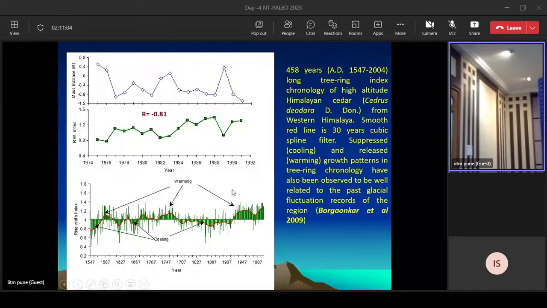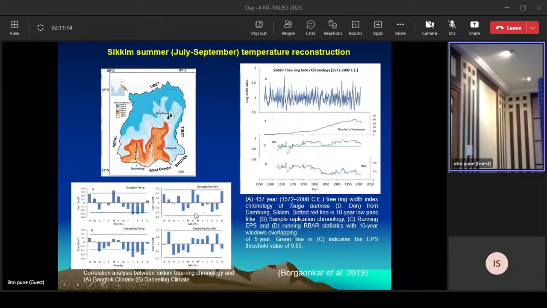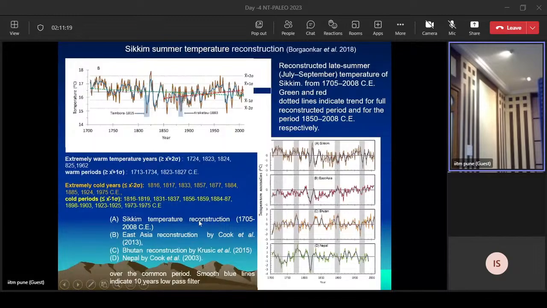This is from the Himalayan region. You get some warm epochs and cool epochs, and during the last few decades, we see the warming. Then this is from Sikkim, and this is the reconstruction of July to September temperature. And here you can see the cooling impact of two eruptions, Tambora and then Krakatau.